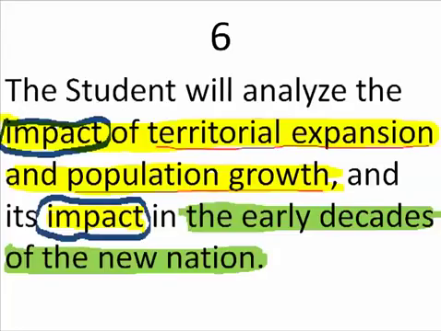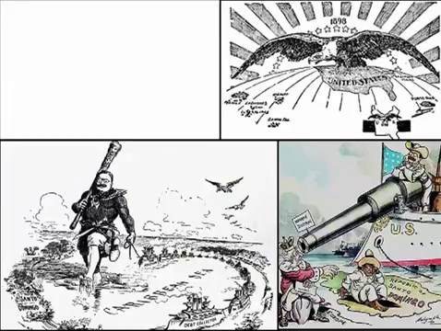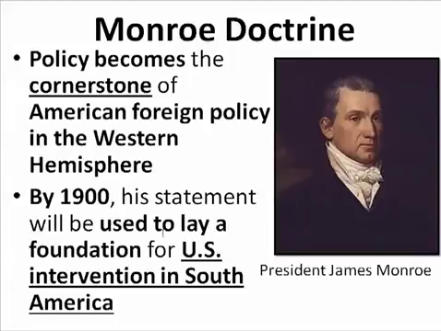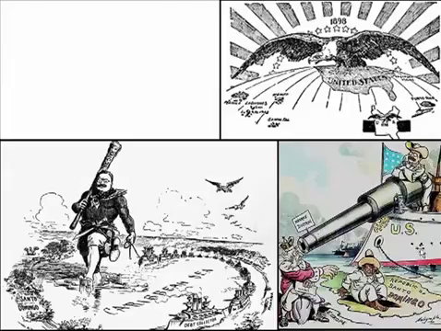So we can add here this student will analyze the impact of territorial expansion by 1900. It's the Monroe Doctrine that puts this into place, using his doctrine at around 1900 to justify intervention in Latin America and in the Pacific, where we get more territory.